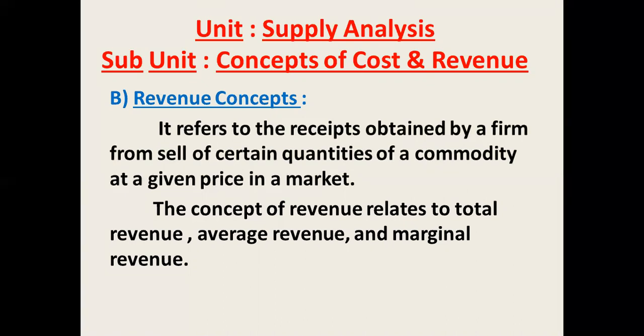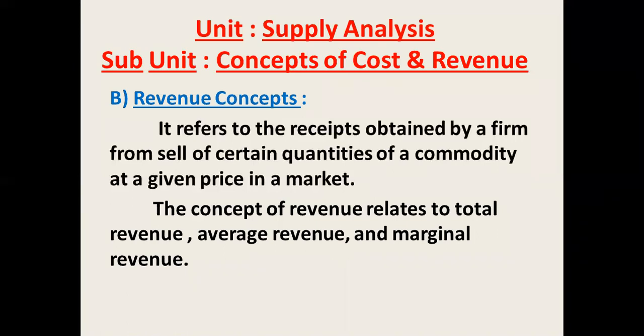Now, revenue means what? It is like the income, the seller's income, or the industrialist's income. The concept of revenue relates to three different types. The first type is the total revenue, second is the average revenue, and third, most important, is the marginal revenue. First of all, you have to remember that revenue means basically receipts, or an income for that firm.